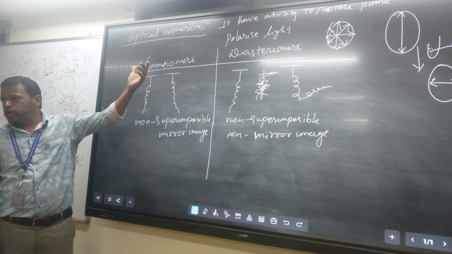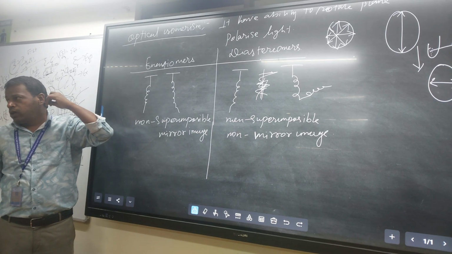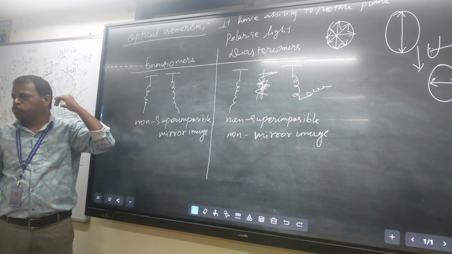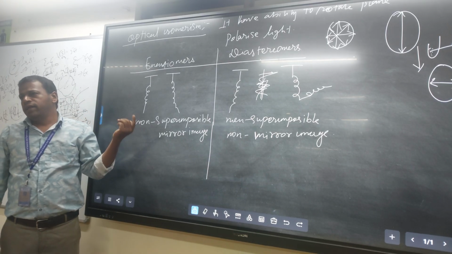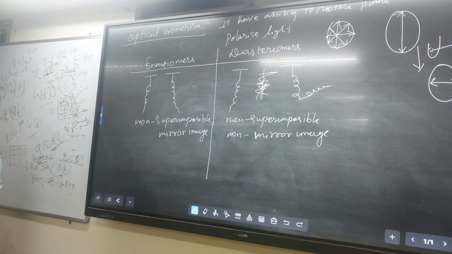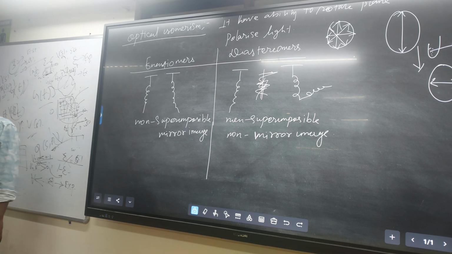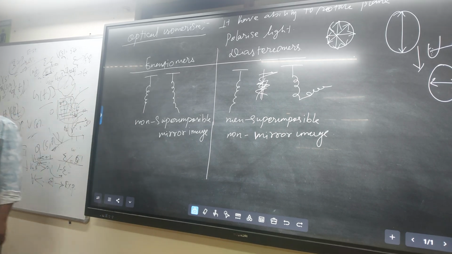This type of enantiomer and diastereomer is exhibited in fructose and glucose. Non-superimposable mirror image is enantiomer, and non-superimposable non-mirror image is diastereomer. Similarly, there are other differences also.